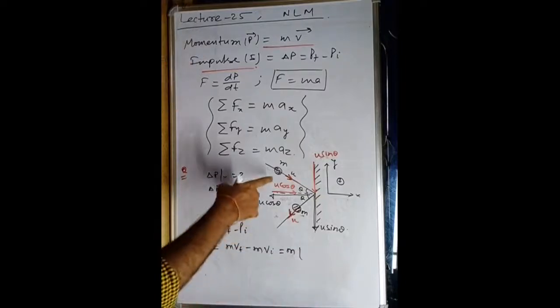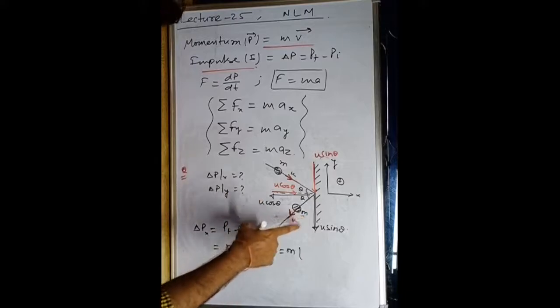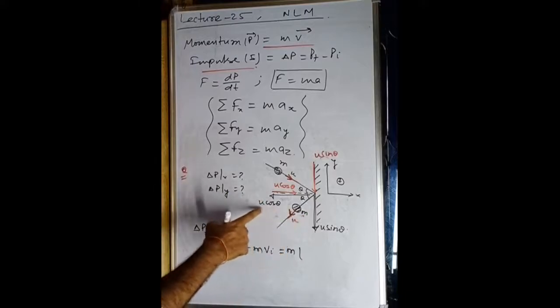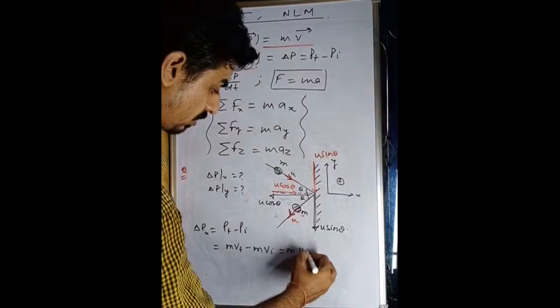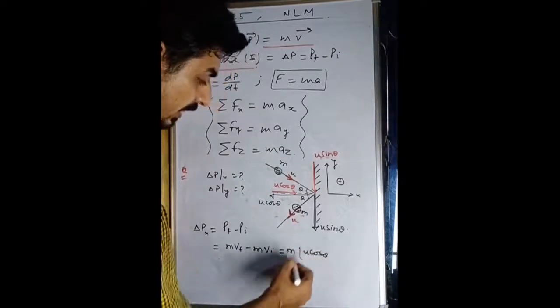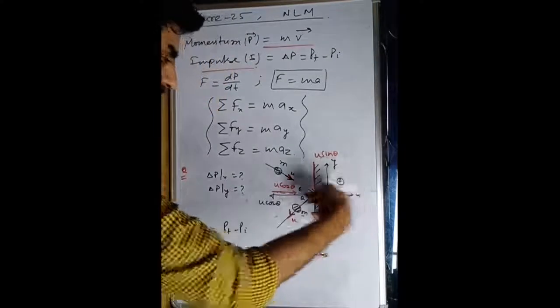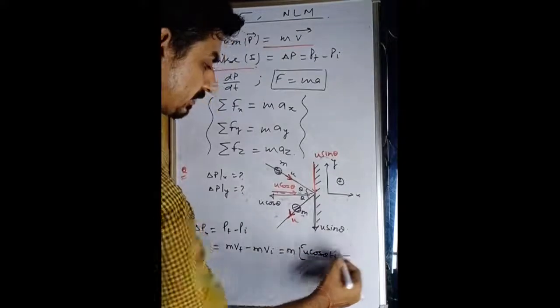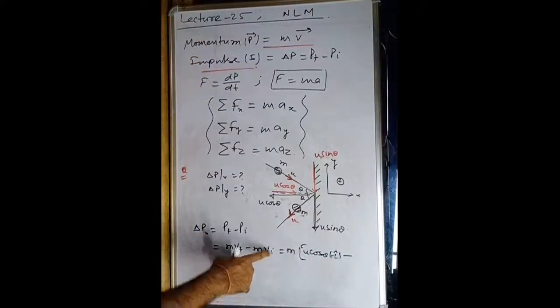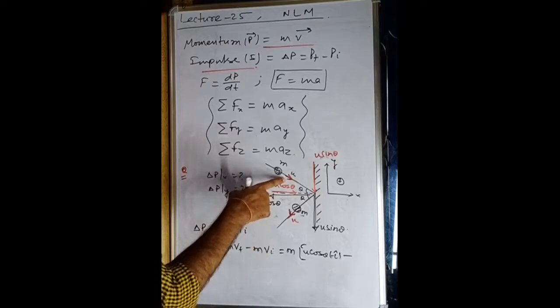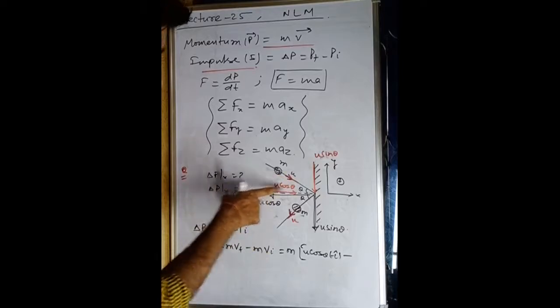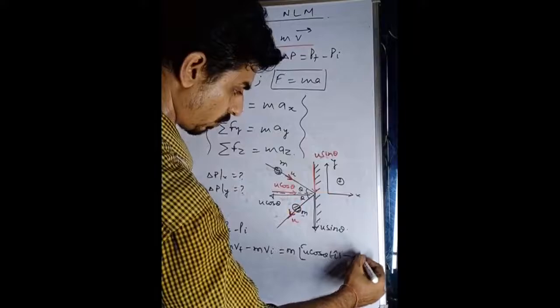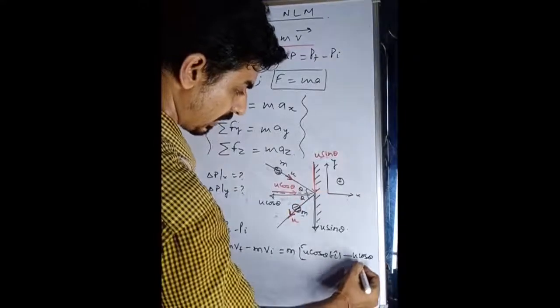But the final velocity, remember, along the x-axis is u cos theta, and you can put the direction as well, it is minus i, because velocity is a vector quantity, minus the initial velocity. The initial velocity is this one, but its component along the x-axis is u cos theta along i cap.